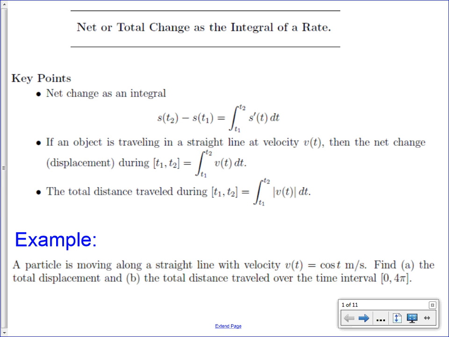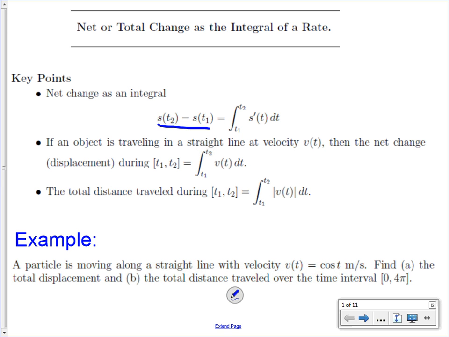So remember, that is equal to the net or total change, okay? So here are some key points that you want to remember. Net change as an integral. If you integrate s prime of t, which remember the derivative is slope, it is a rate of change, from t sub 1 to t sub 2, that is going to equal the net change, or s of t sub 2 minus s of t sub 1, okay?